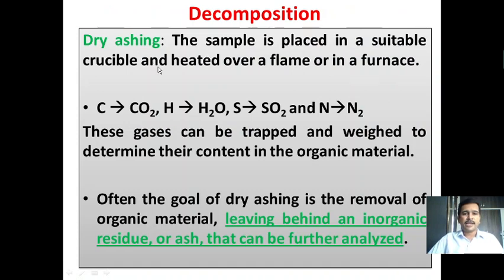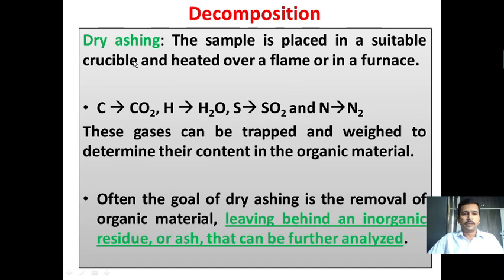Even we can dry ash the sample. This dry ashing will be done by placing the sample in a crucible such as a quartz crucible or silica crucible, and this will be heated over a flame or in a furnace. During this dry ashing or digestion, oxidation of carbon to carbon dioxide, hydrogen to water, sulfur to sulfur dioxide and nitrogen to dinitrogen will be taking place.